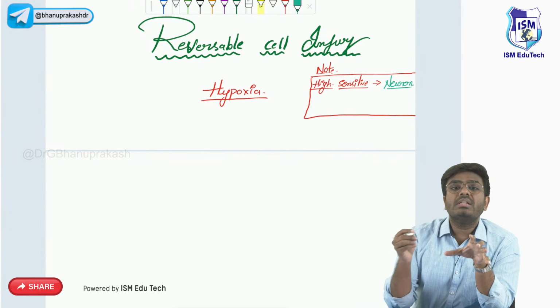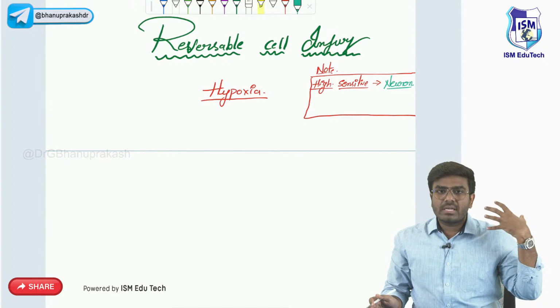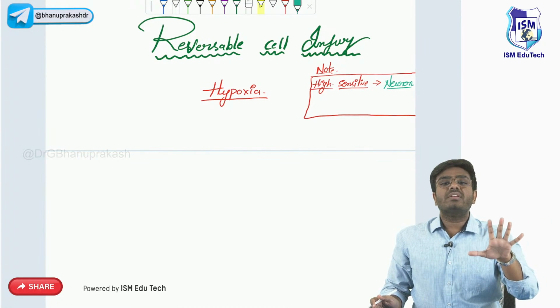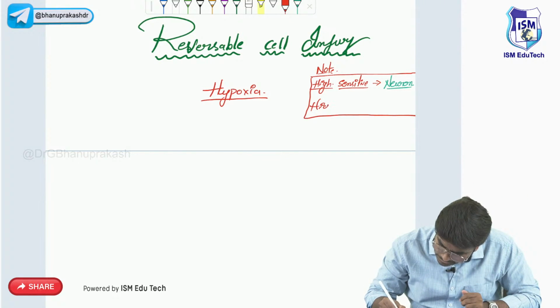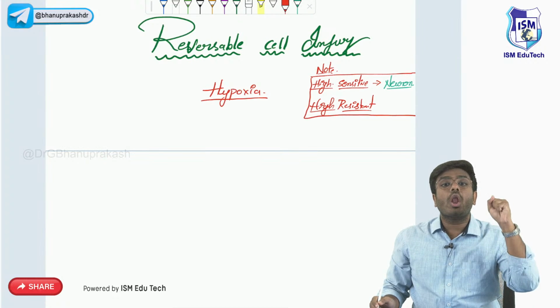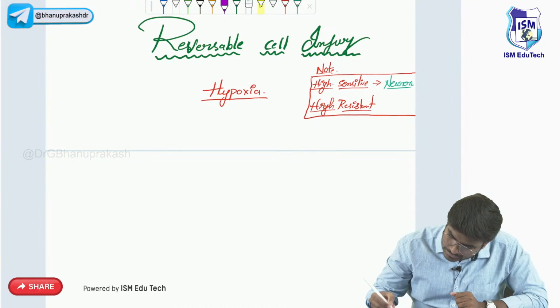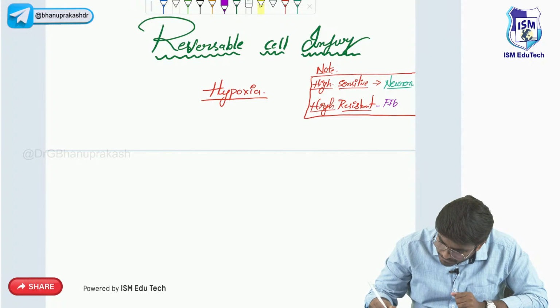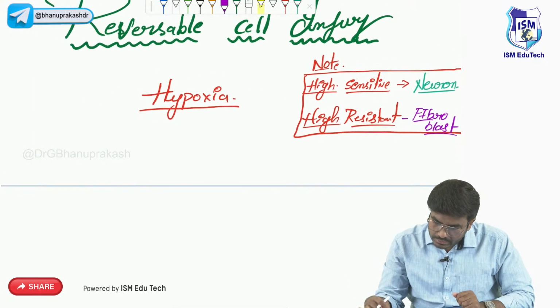Neurons are going to give up within 3 minutes. If you cause hypoxic conditions in your body, your neurons are the first cells to die. Highly resistant cells to hypoxia can withstand hypoxia for a long time. Can you tell me the cell which is resistant to hypoxia? The cell is fibroblast. The fibroblasts in the connective tissue are highly resistant to hypoxia.